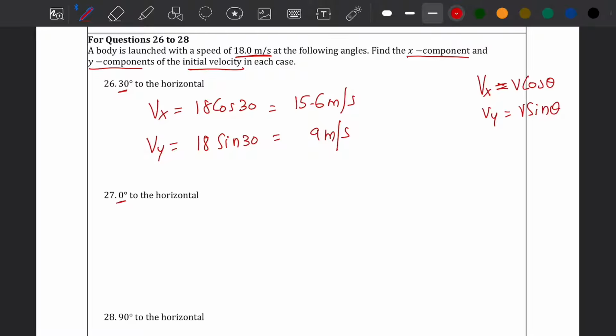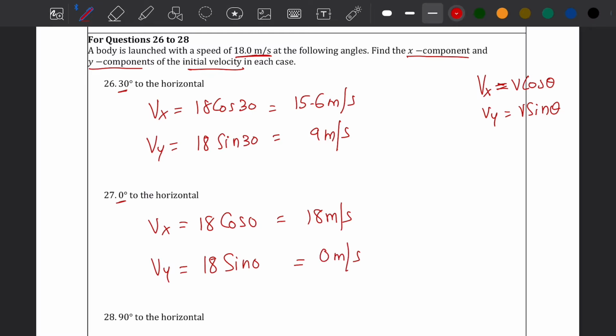Next, the angle is 0. So Vx is 18 cosine 0, which will give us 18 meter per second. And Vy is 18 sine 0, which is going to give us the value as 0 meter per second. Then the angle is 90 degrees. So Vx is 18 cosine 90. Cosine 90 is 0. So you will get this answer as 0 meter per second. And Vy is 18 sine 90. Sine 90 is 1. So we'll get this answer as 18 meter per second.